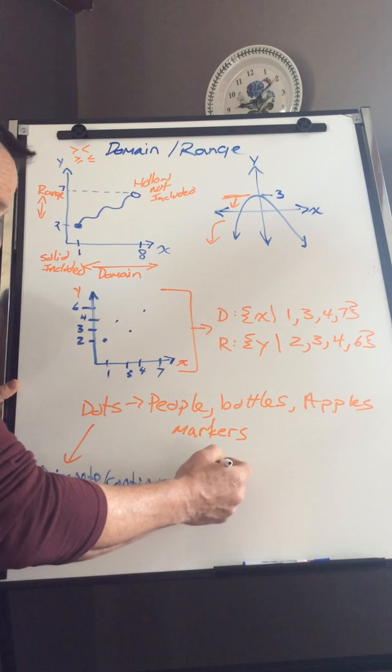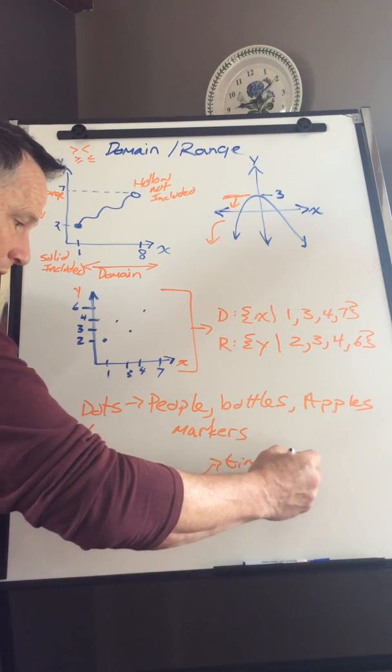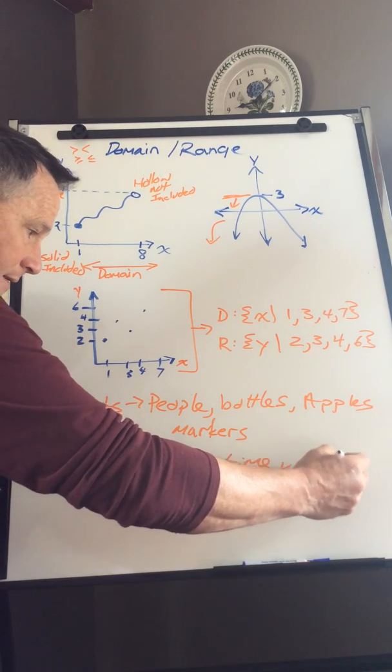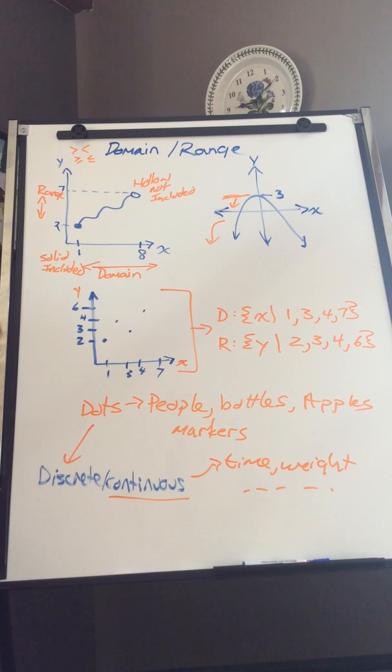I don't connect the dots after I graph it. Continuous: time, weight, height, tides, all these things are continuous.